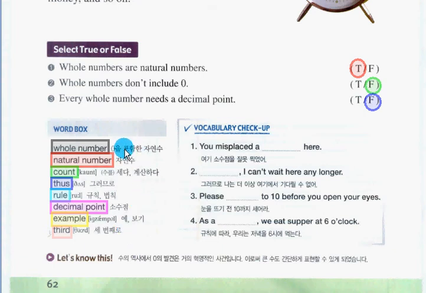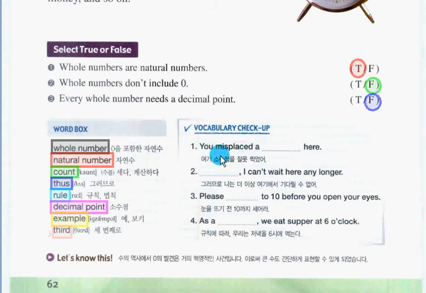Whole number, natural number, count, thus, rule, decimal point, example, and the last word, third. So now we can proceed to vocabulary checkup. You can see here blank spaces, right? So we will find out the missing word by looking at our word box.